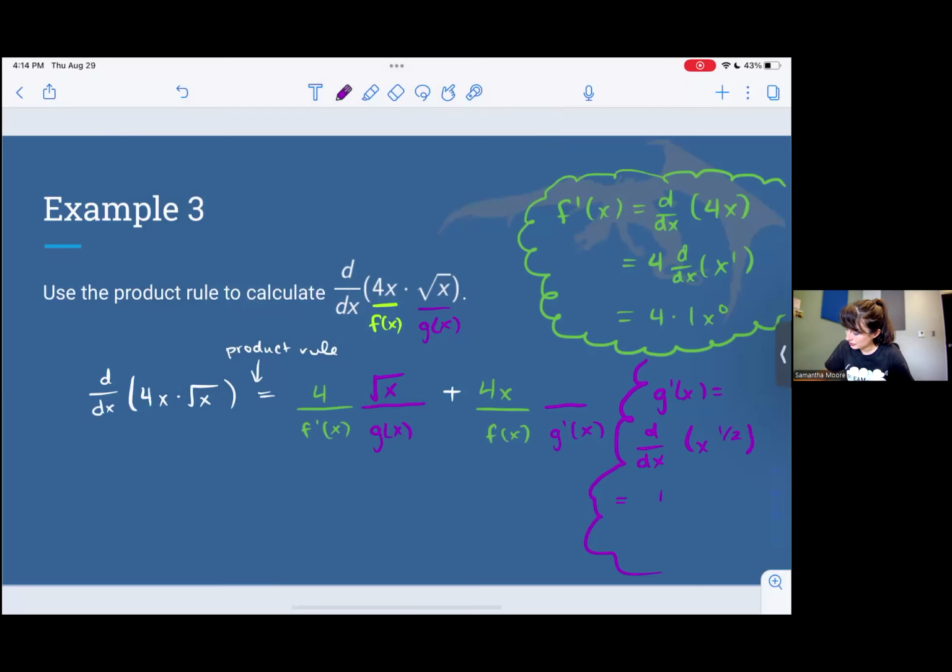So then once you think of that, it's pretty easy to take the derivative using the power rule. It says you get 1/2 x to the minus 1/2. So that's what g prime of x equals. And so simplifying all that down, I get 4 root x plus 2, and then x to the 1 times x to the minus 1/2 simplifies into just x to the positive 1/2. In other words, another square root of x. So at the end of the day, I'm getting 6 root x.